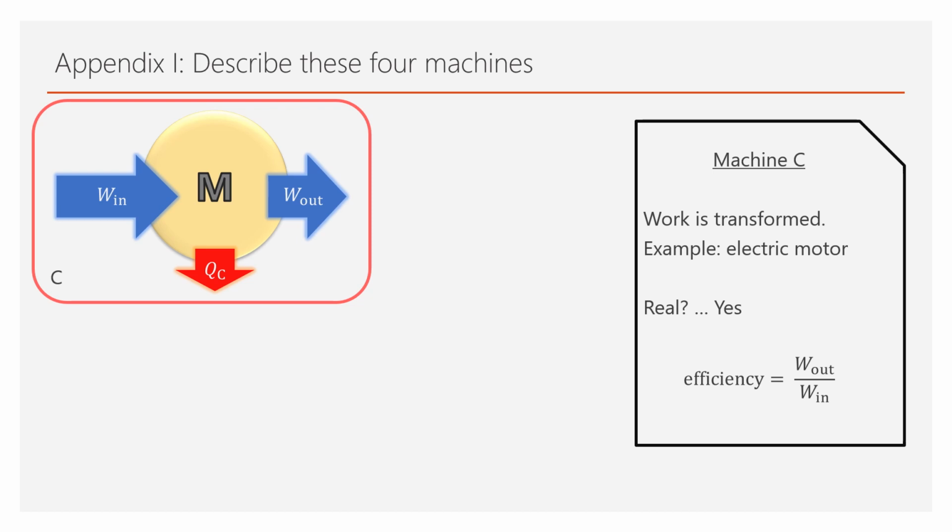In machine C, an input of work is transformed into an output of work, with a small amount of heat wasted by being dumped into a cold reservoir. This is a real machine, and an example would be an electric engine, also known as an electric motor, which is a device that converts electrical work into mechanical work that can then rotate a shaft. The metric of goodness would be defined as the ratio between the output and input work.